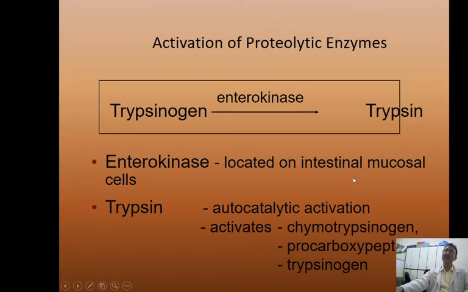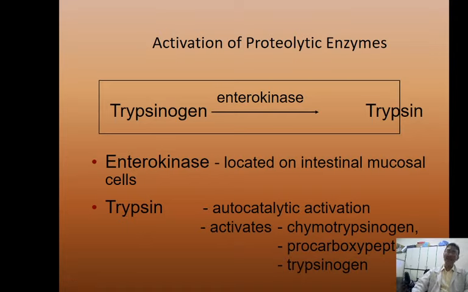So once the pancreatic juice enters the duodenum, at the posterior aspect of the duodenal wall where it opens into the duodenum, these cells secrete enterokinase. This enterokinase converts trypsinogen into trypsin. Once trypsin is active, autocatalytic activation takes place, where a small amount of active trypsin will convert inactive trypsinogen into trypsin on its own. This trypsin also activates chymotrypsinogen, pro-carboxypeptidases, and trypsinogen.